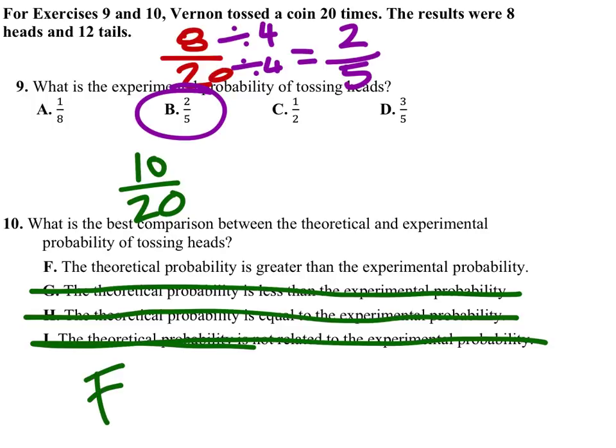And once again, he tossed a coin 20 times. Theoretically, 1 out of the 2 tosses would be heads. So if we scaled this up, it would be the same as 10 over 20. So out of 20 tosses, he should have gotten 10 heads.